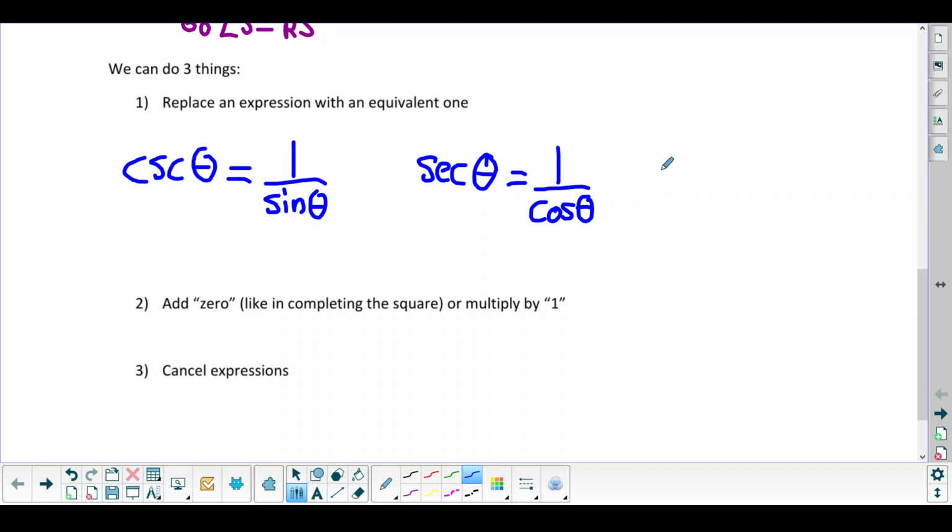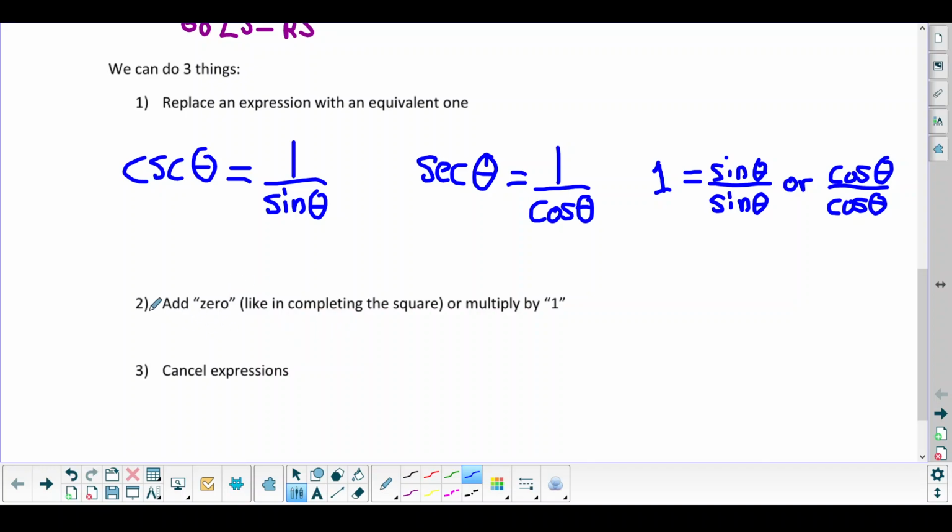But we can also do things like if I have a 1, like the number 1, I could write that as sine theta over sine theta if I wanted to, right? Because that's equivalent. Or cos theta over cos theta. Or of course I could do secant or cotangent or tan over tan, all those things. But sine and cosine is usually what we're trying to work in, right? So this is another option.